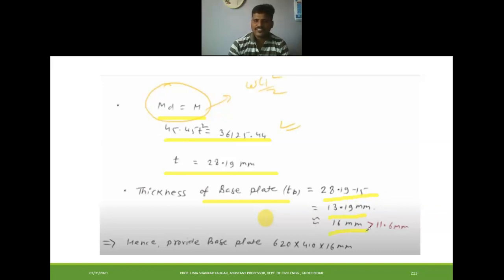But here I am providing 16 mm, and it should always be greater than the thickness of flange. Thickness of flange is 11.6 mm. In this way, I have designed the base plate. This is the length of the base plate, width of the base plate, and also the thickness of the base plate.